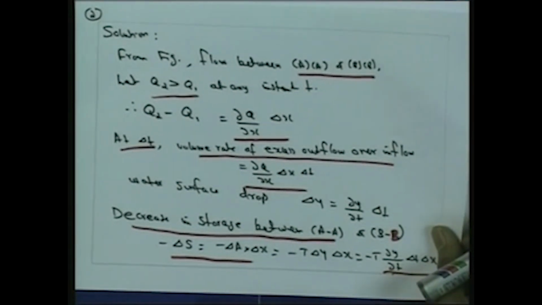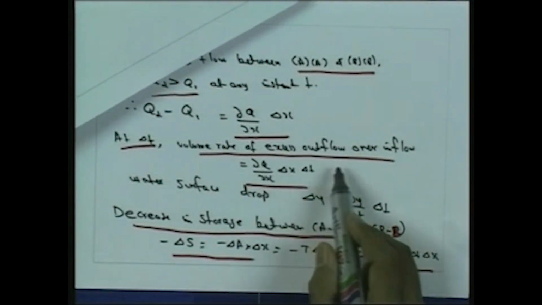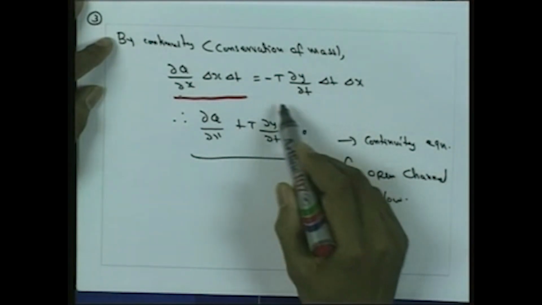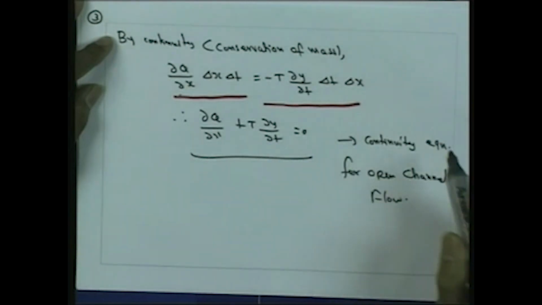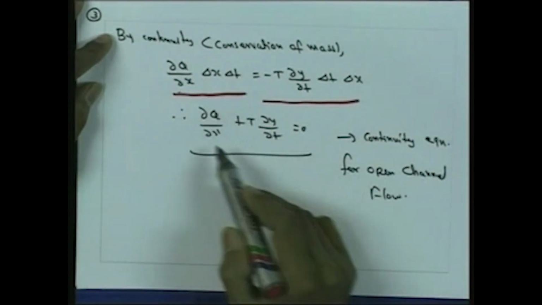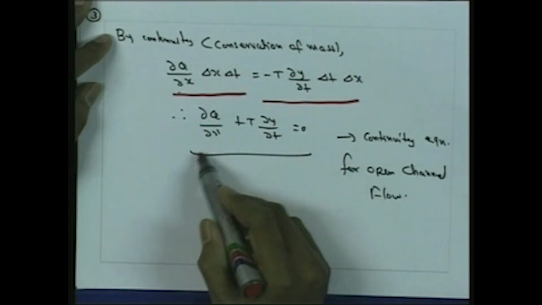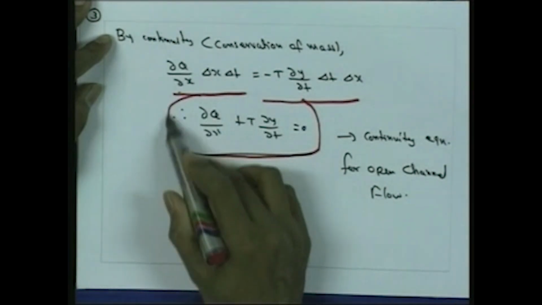Now by the continuity equation which we have derived by the conservation of mass, the decrease in storage between AA and BB should be equal to the volume rate of excess outflow over inflow. So we can equate both of these, so that we can finally write del q by del x into delta x delta t is equal to minus t del y by del t into delta t multiplied by delta x. So delta x delta t will be cancelled, and finally we can obtain del q by del x plus t into del y by del t is equal to 0, which is what we are asked to show.